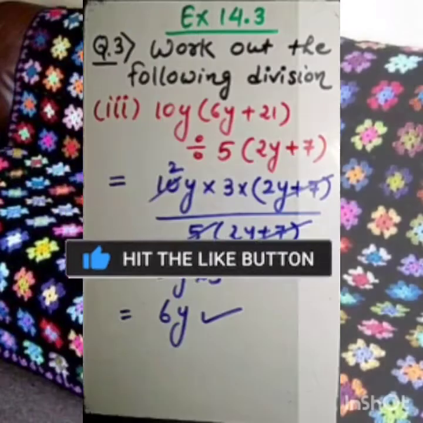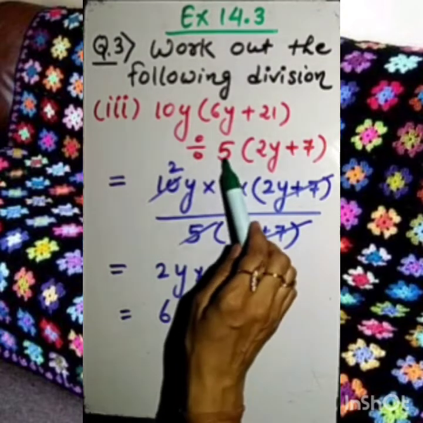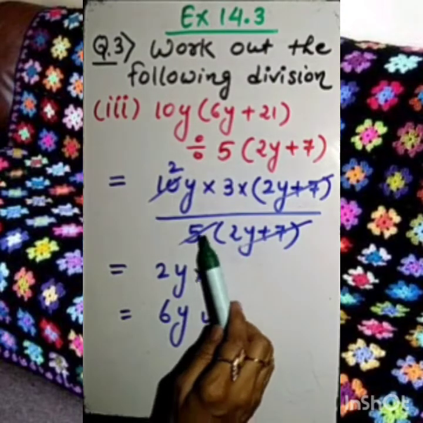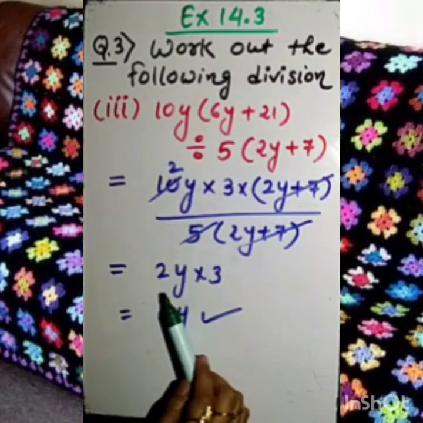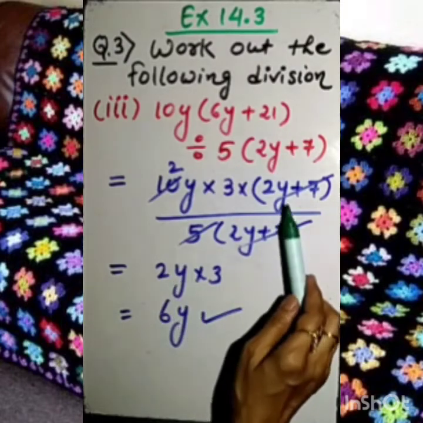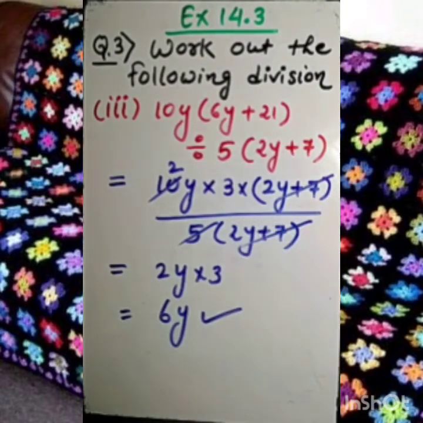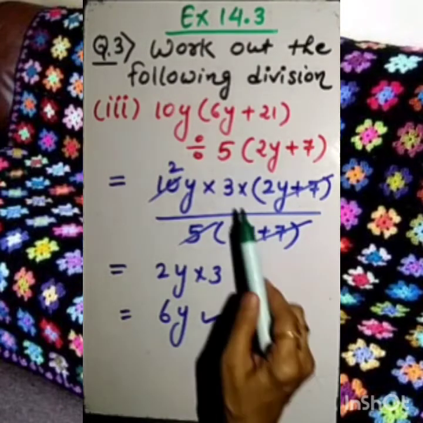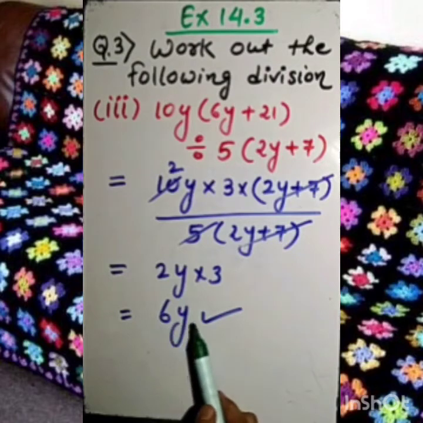The solution is on your screen. Once again, you see here in the denominator it was 5, so I am cancelling with this: 5 times 2 is 10, so here 2y is left. And this 2y plus 7 and 2y plus 7, similar terms, cancel. These two brackets cancel, so here 3 is left. So 2 times 3 is 6y. This is the solution of the third part.